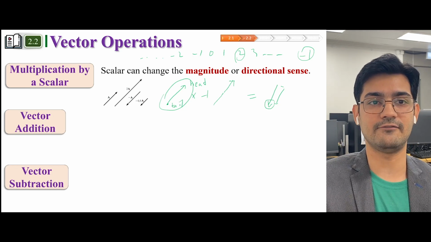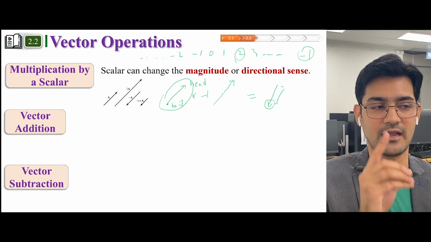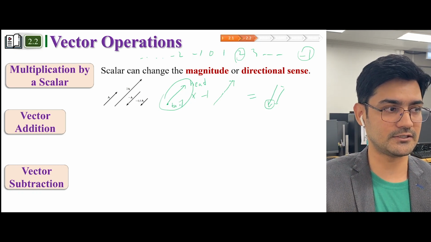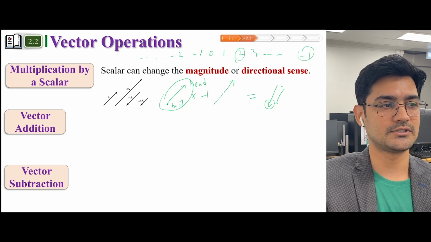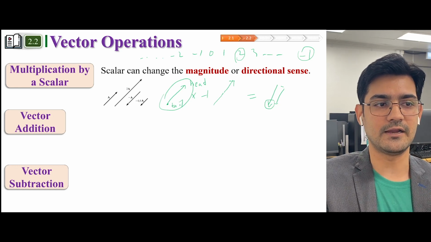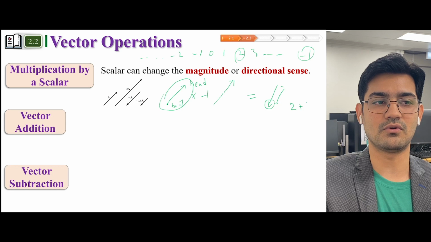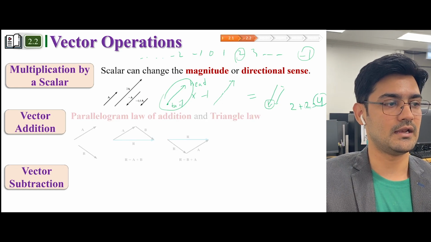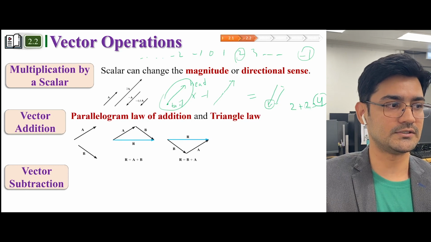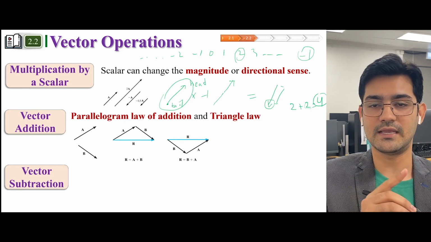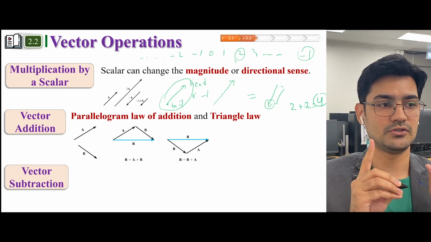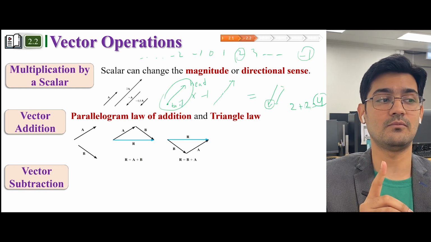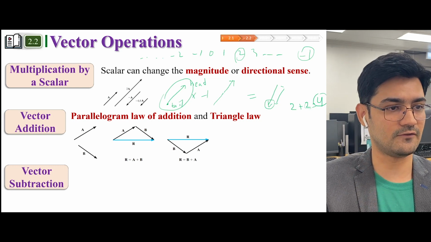Now, how to do a vector addition? In vector addition, we have 2 vectors or 3 vectors or multiple vectors, and we want to add those vectors. Adding a scalar quantity is pretty simple, right? We have 2 and then we have another quantity 2. Now if we want to add these, 2 plus 2 would be 4. That is an example of scalar addition. Now if we have 2 vectors, how to add 2 vectors? We can add 2 vectors by 2 laws. One is called the Parallelogram Law of Addition and another is called the Triangle Law of Addition.